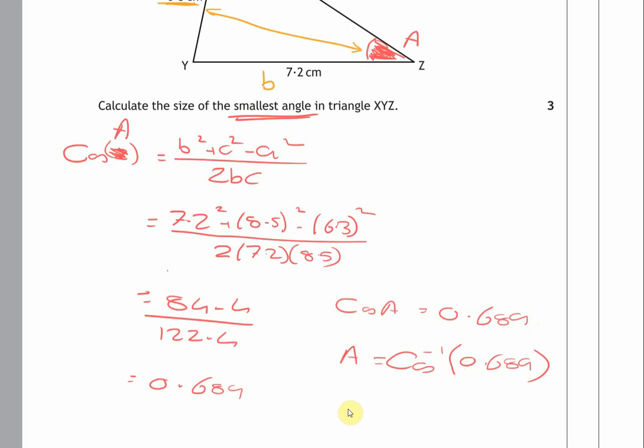Now to get that on your calculator, what you need to do is press Shift and then the cos button. When you do that, you will get a value of 46.406, and that is degrees. So that would be the value here. You could also round that to 46.4, or to the nearest whole number, you could have 46 degrees.